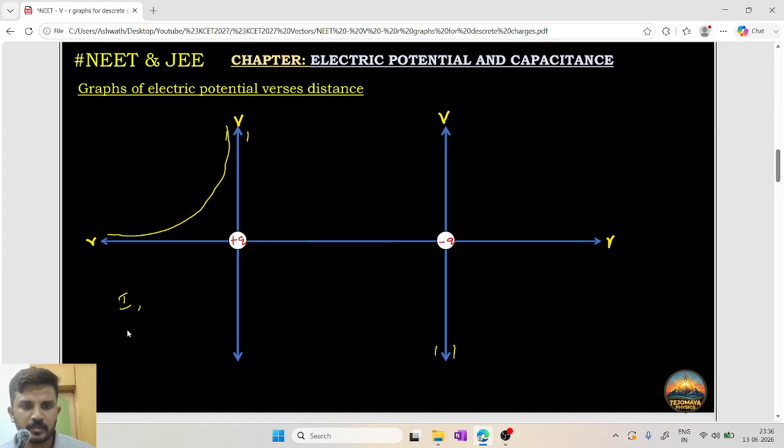Okay, so electric field is not 0, electric potential is also not 0, right? But in this case, between these 2 points, there will be a point where electric potential is 0 because the positive charge and negative charge cancel out. Electric field is not 0, but there is a point where electric potential is 0. That is this point.